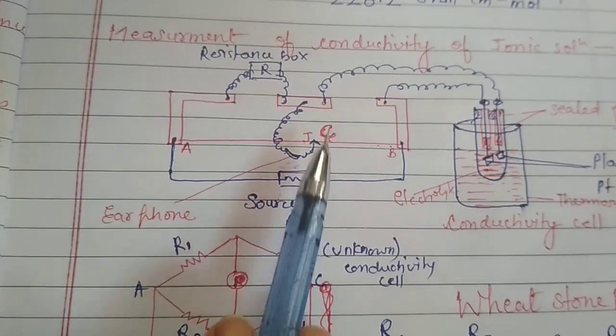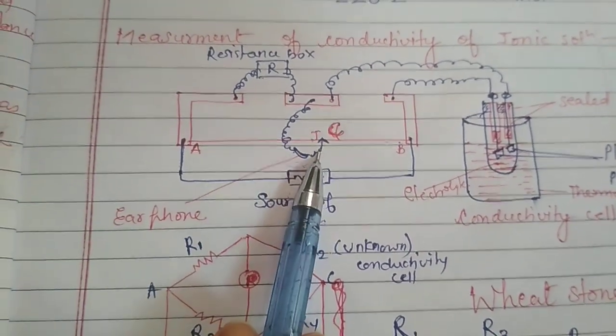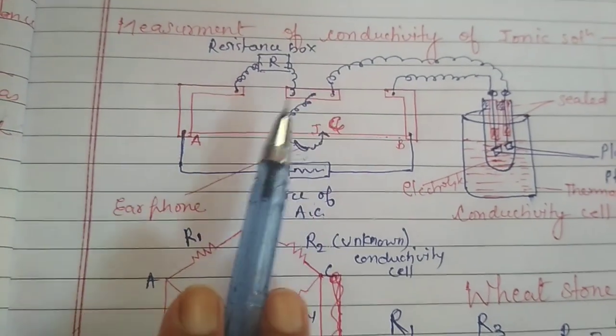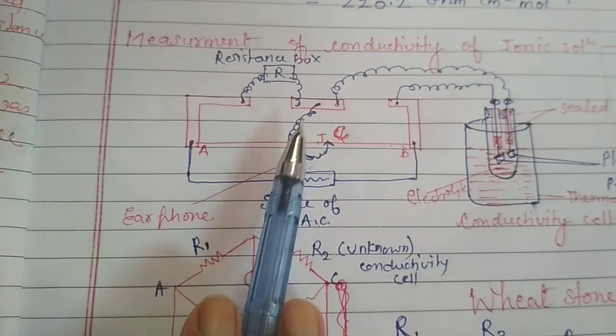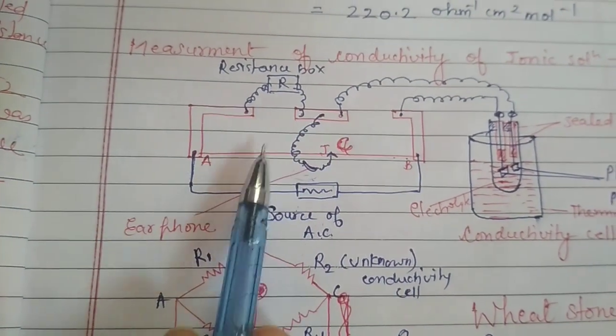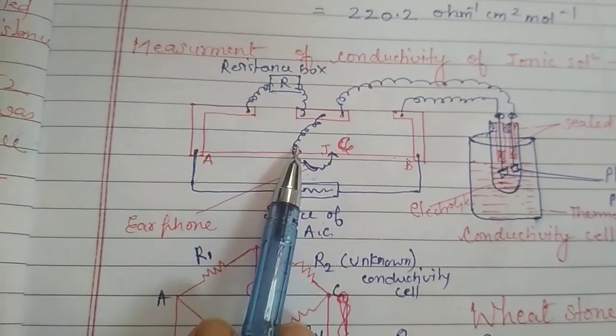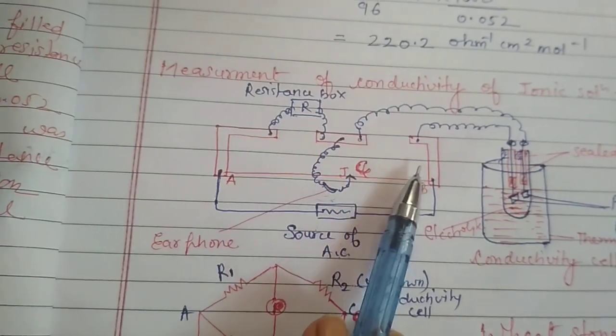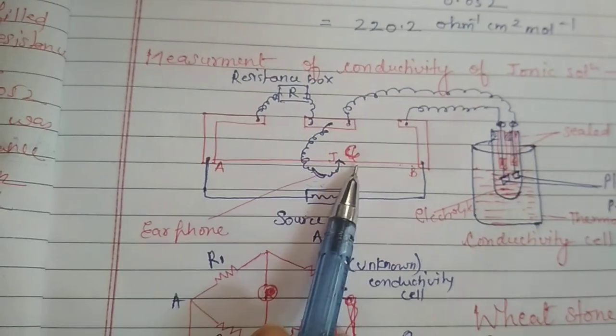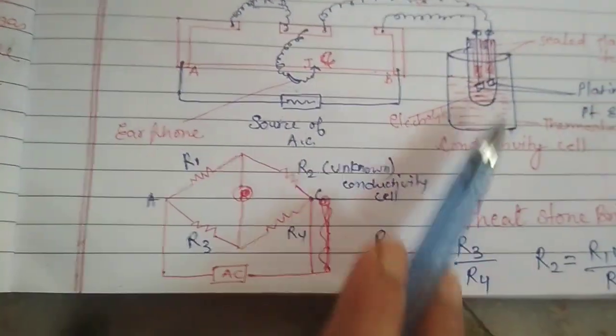So like this we can find out the resistance of the electrolytic solution, and we know the conductance is the reciprocal of the resistance. That's why we can find out the conductance, and if we have found the conductance, we can easily find out the value of specific conductivity, and in the similar manner molar conductivity and equivalent conductivity too. So that is the method.